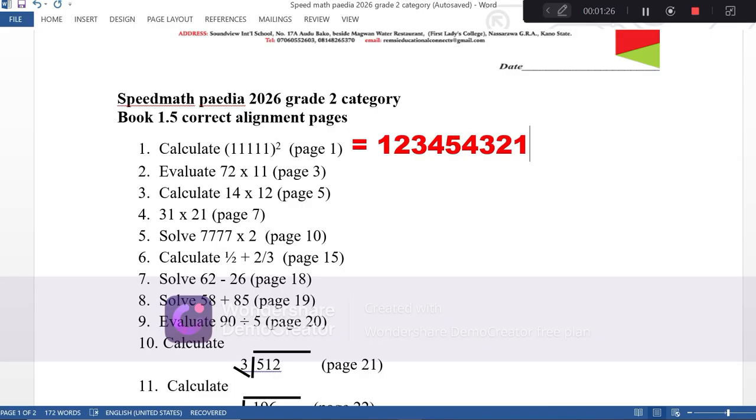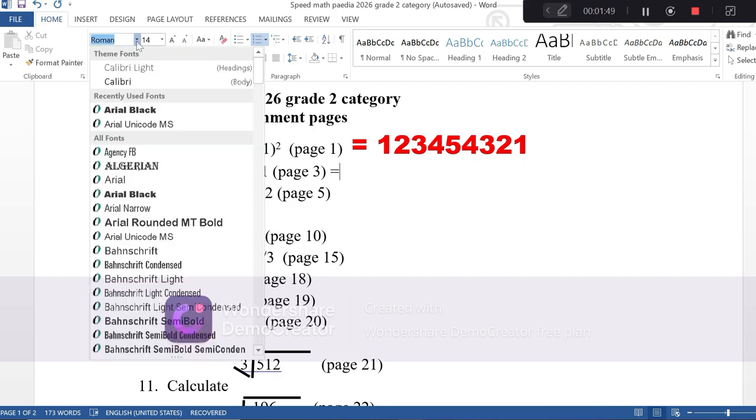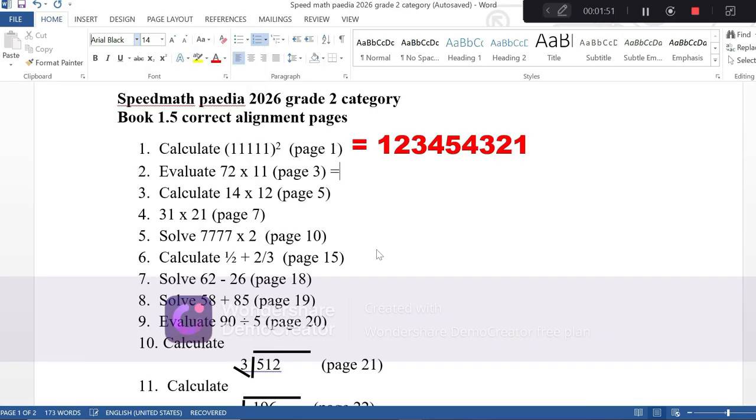You get it? So if there are six ones, it's going to be 1, 2, 3, 4, 5, 6, 5, 4, 3, 2, 1. I believe that is done. Then number two, the pattern follows like this. The number two pattern also goes along with what we are talking about. Let's look at that also.